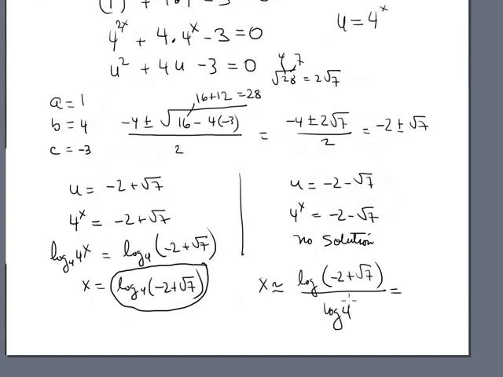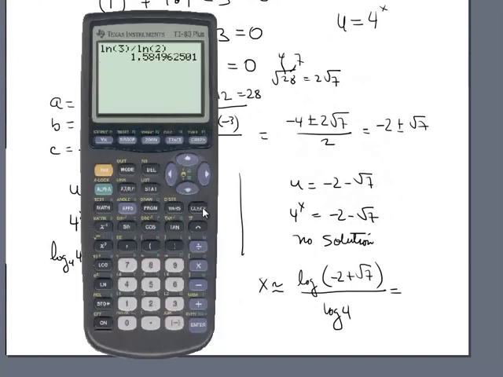Let me put it in the calculator. The calculator is logarithm of minus 2 plus square root 7, double parenthesis, divided by logarithm of 4, close the parenthesis. The answer is negative 0.315. This is the approximate answer.